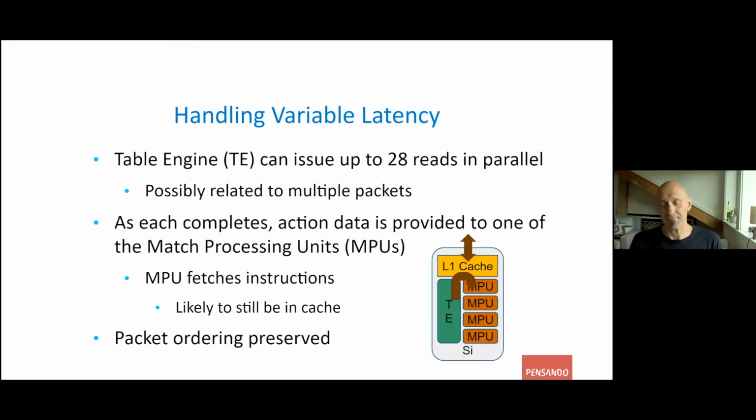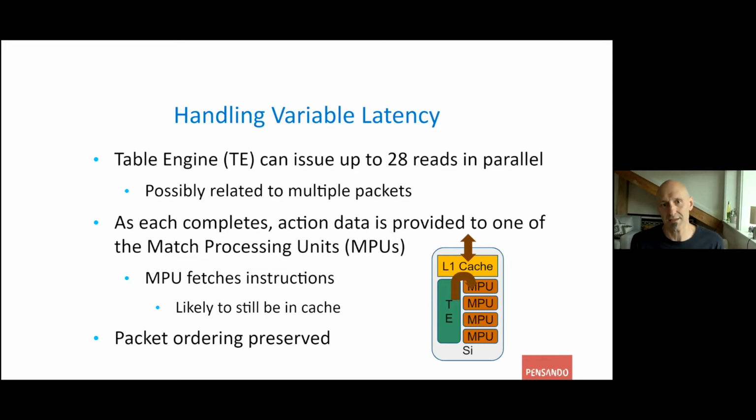And that's exactly what we have implemented in our ASIC, in the sense that the table engine is able to issue up to 28 reads concurrently. So whenever the table engine wants to fetch data from the memory, it doesn't have to do it in a serial way, but can generate multiple requests. As soon as one of these requests is completed, the corresponding data is passed to an MPU. So the MPU can immediately start processing the data.